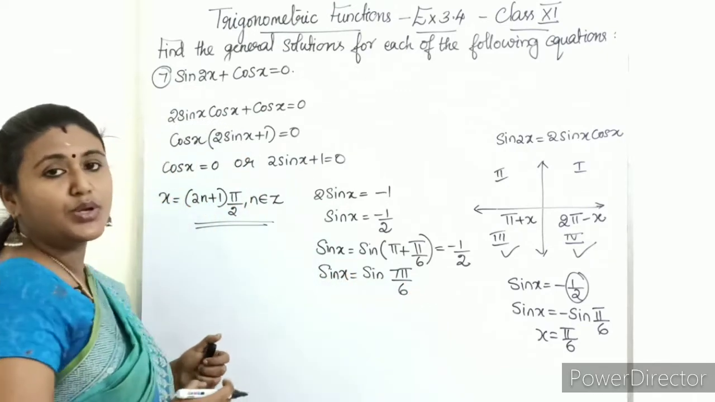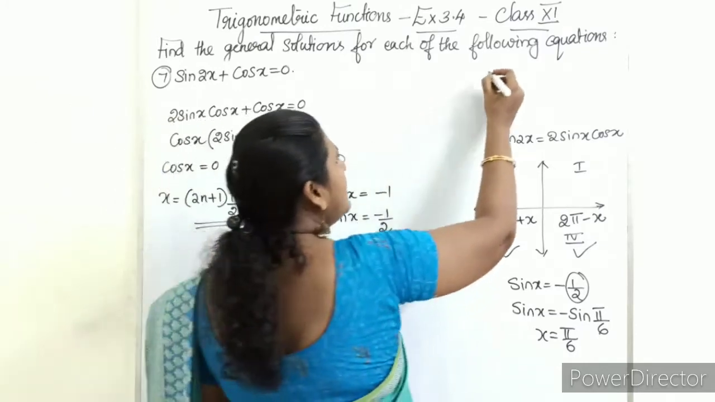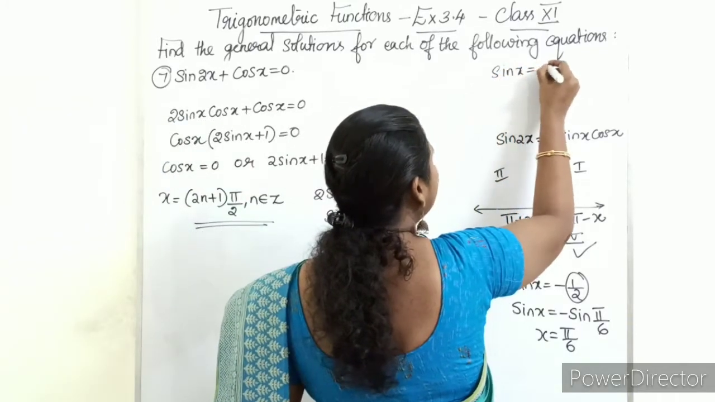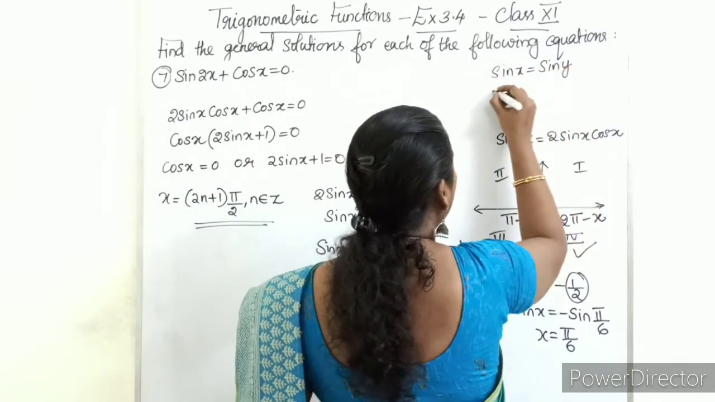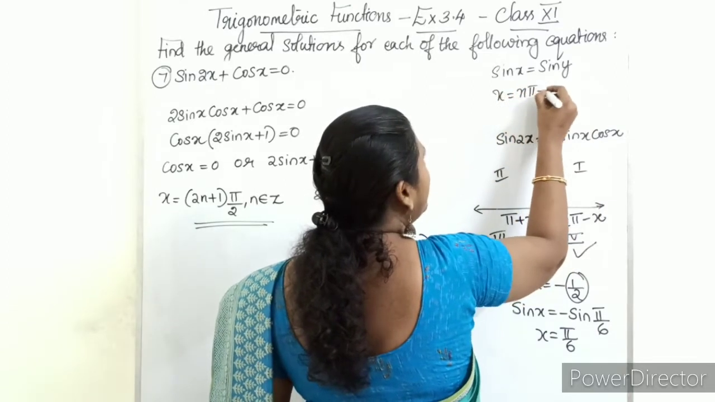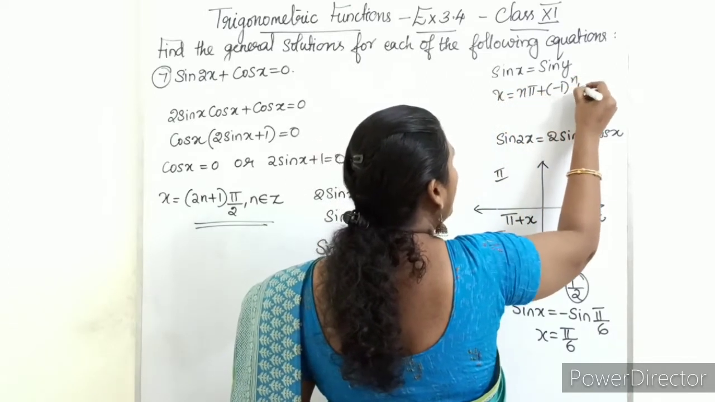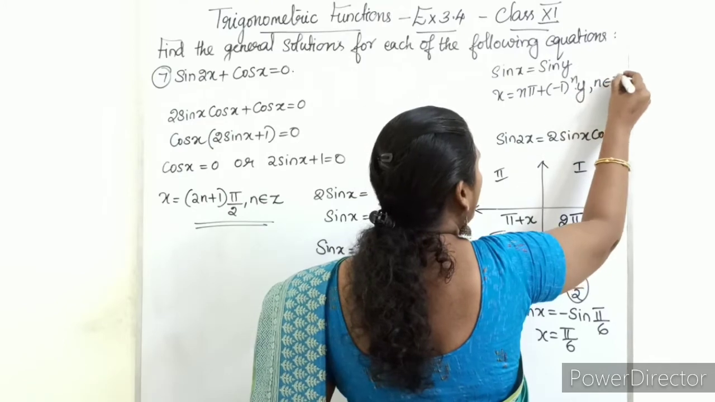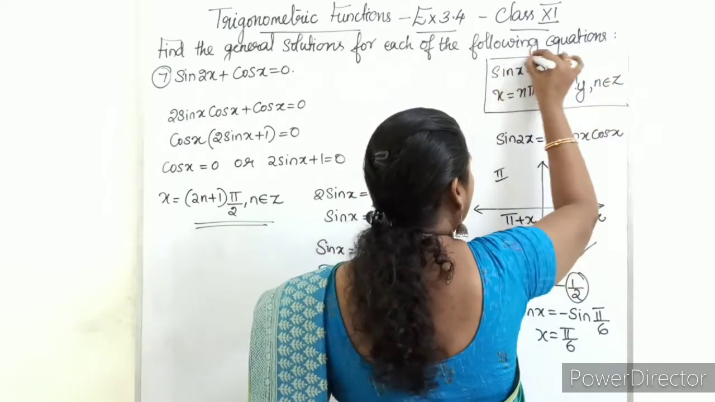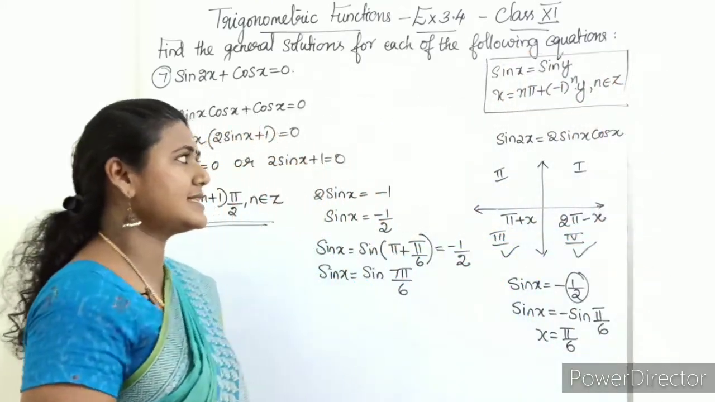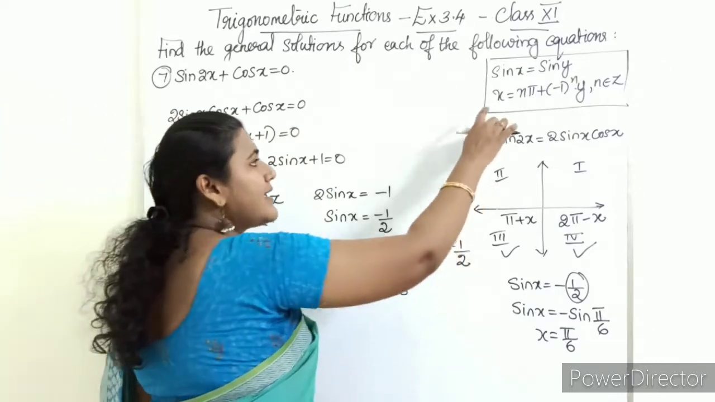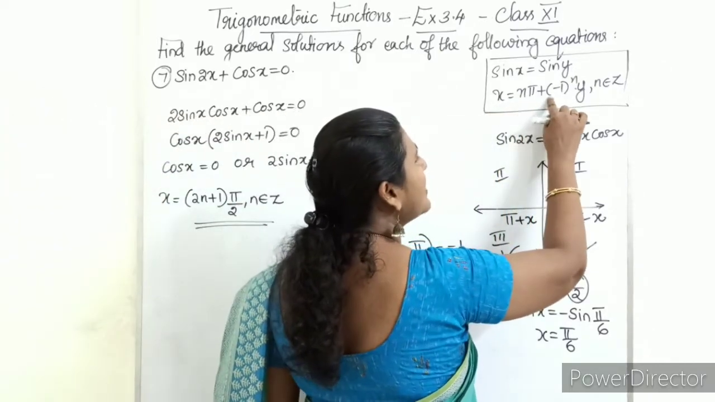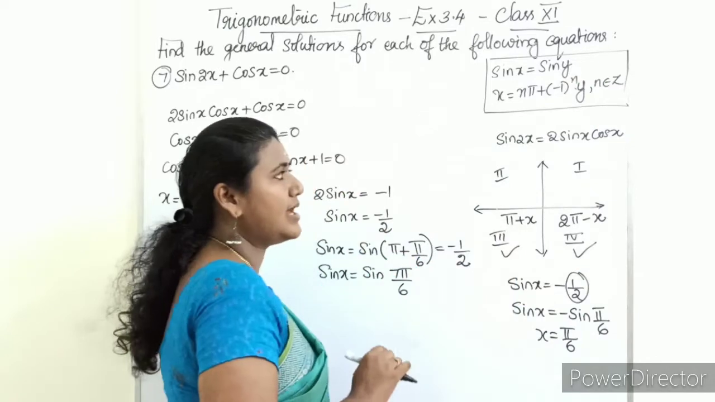Now we have to use the theorem. What is the theorem? If sin x is equal to sin y, then what is the value of x? x is equal to n pi plus (minus 1) the whole power n into y, where n belongs to z. So this is our theorem. If we have sin x is equal to sin y, then x is equal to n pi plus (minus 1) the whole power n into y.